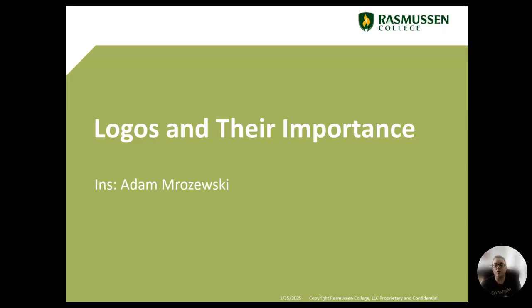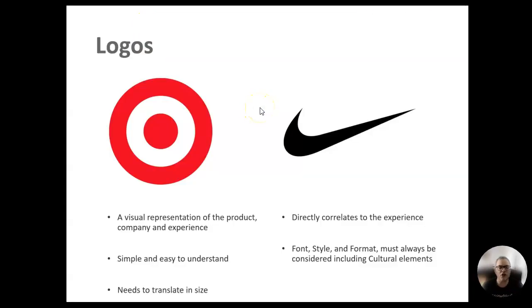So this week we were talking about semiotics and signs and symbols. I figured we'd talk about logos a little bit in detail, because this will help you with your assignment this weekend and really go into context. So logos are symbols. They're really detailed visuals that represent a company or some type of product or experience. They're a visual representation of those elements.